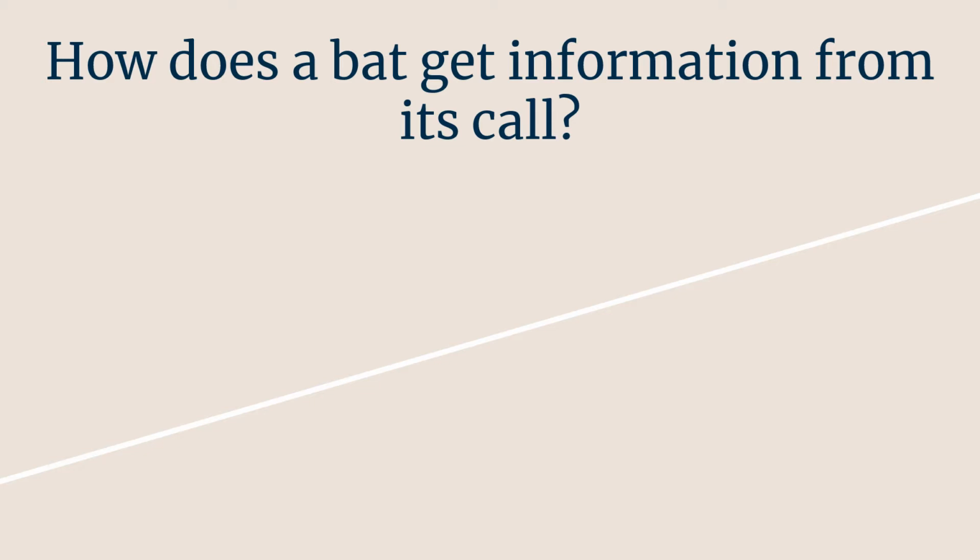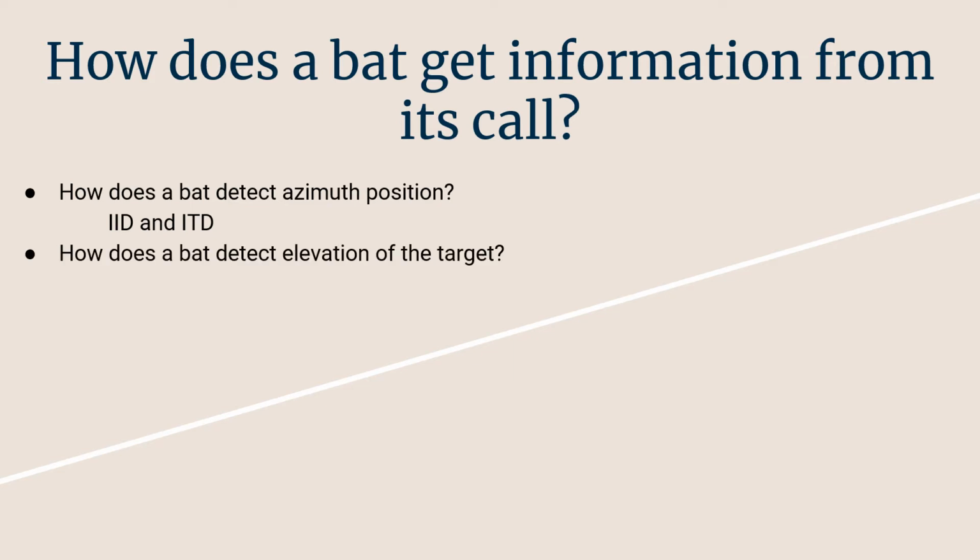Bats get quite a lot of information from their calls, so we can ask ourselves some questions in order to determine what kind of information that they receive. The first question we can ask ourselves is, how does a bat detect azimuth position? So azimuth is on the horizontal plane, and they do that like other mammals by using interaural intensity difference and interaural time difference, or IID and ITD. The next question we can ask ourselves is, how does a bat detect elevation of the target? And again, like other mammals, they use notch frequencies in order to determine elevation, which is on the vertical plane.